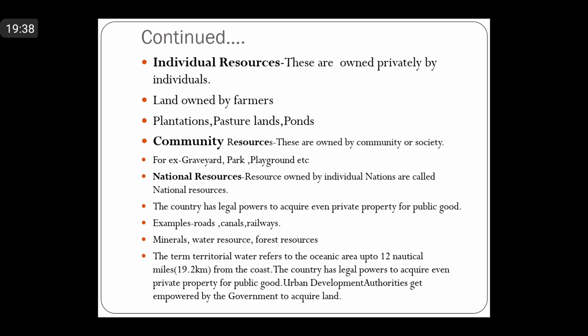So you might have seen roads, canals, railways, all these being constructed on the fields owned by some individuals. Why? Because the government takes the land. The government has the legal power, the government is authorized to take your land for the public good, for the construction of roadways, railways. So urban development authorities get empowered by the government to acquire land.